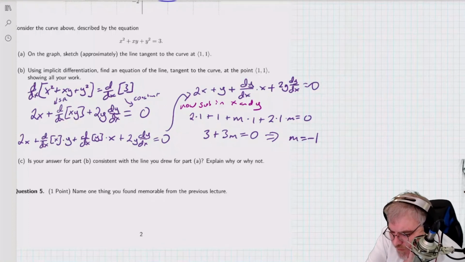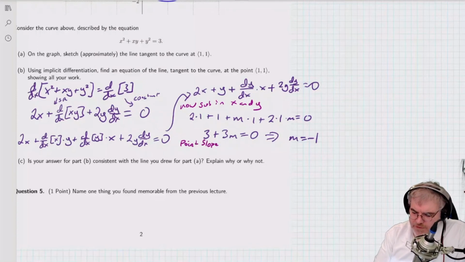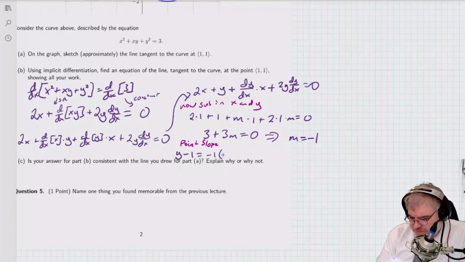All right, and then we've got the point-slope formula. y minus 1 equals, where was I? m, negative 1 times (x minus 1). So that is our answer.